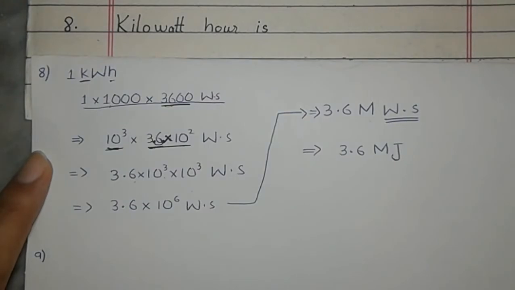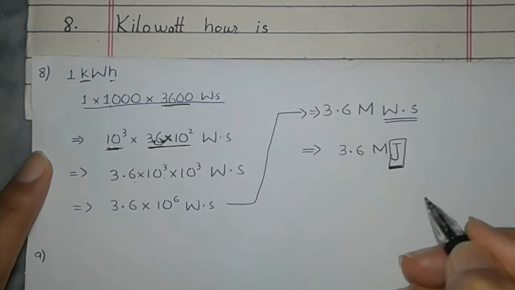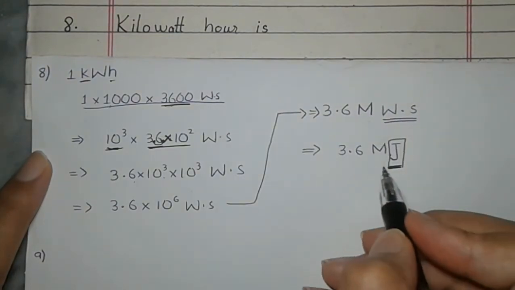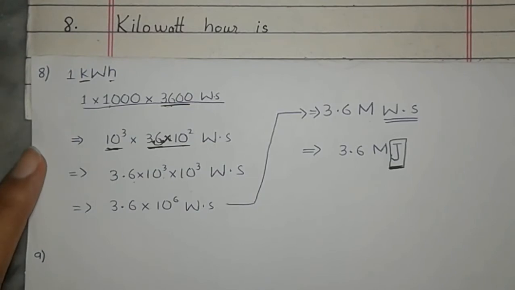Okay, kilowatt hour is the unit of energy, so we can write it like 3.6 megajoule. 1 kilowatt hour is equal to 3.6 megajoule.